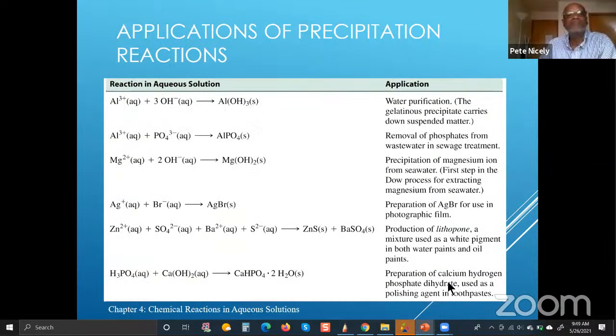Okay, and these are just some examples of precipitation reactions and their applications. So I'll just point to, for example, this one right here. If you mix a solution containing silver ions with bromide ions, you're going to get this solid being formed. And the application would be where the silver bromide is prepared for use in photography, basically, all right? And these are just some other examples as well.